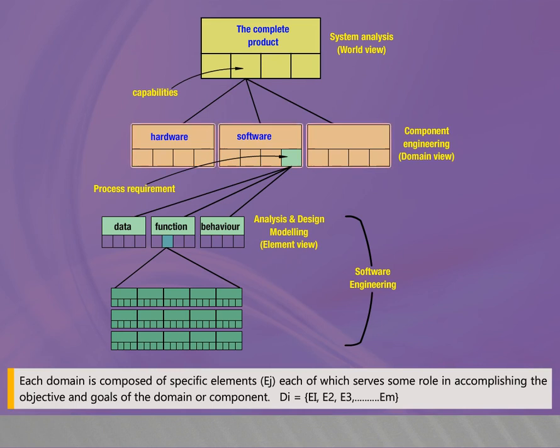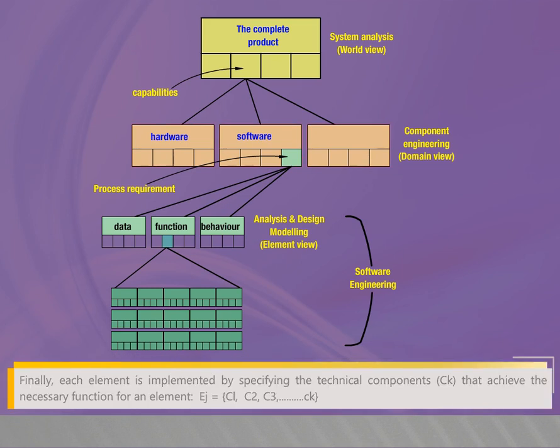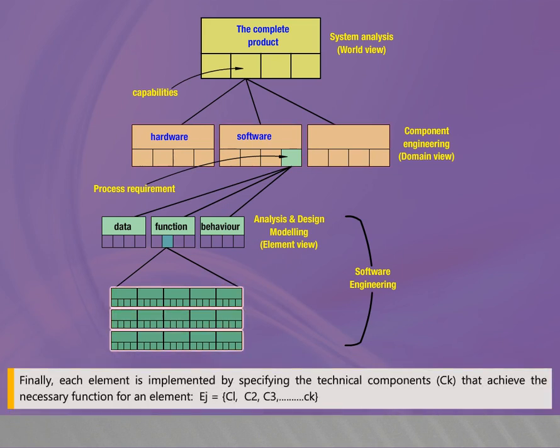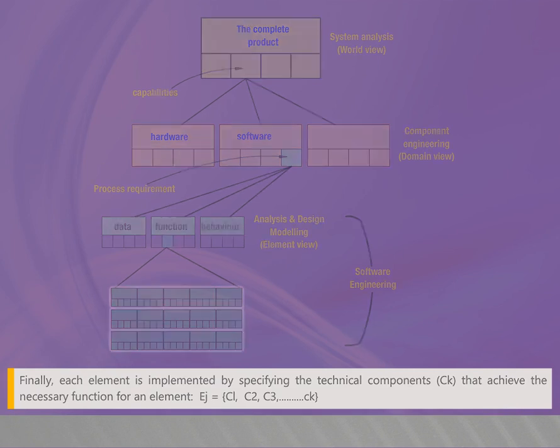Each domain is composed of specific elements, that is Ej, each of which serves some role in accomplishing the objective and goals of the domain or component. Di = E1, E2, E3, and so on up to Em. Finally, each element is implemented by specifying the technical components Ck that achieve the necessary function for an element. Ej = C1, C2, C3, and so on up to Ck.